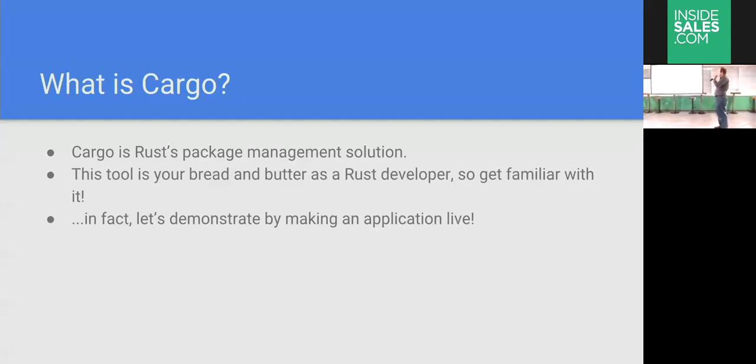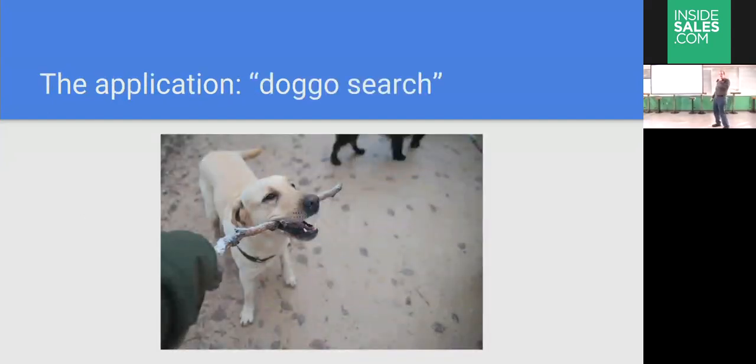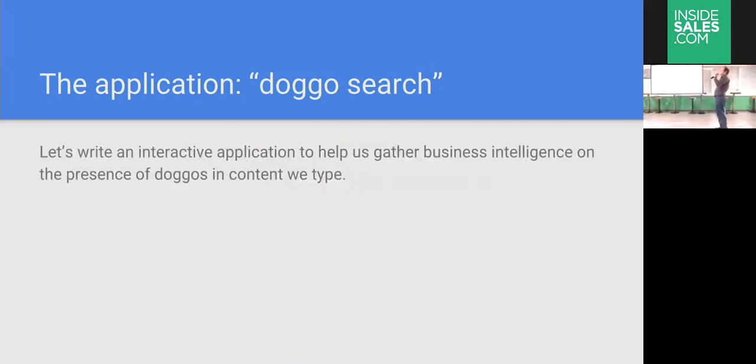At this point, cargo is our bread and butter in the Rust toolchain, right? I wanted to make a quick application with everybody just to demonstrate the basics. We can blow through this quickly since you already know. We were going to make an application live, a doggo search application. Searching for dogs. Oh yeah, because puppers are the best. Look at this guy, he's playing fetch. In more business speak, we need to gather business intelligence on the presence of doggos in the content that we type.